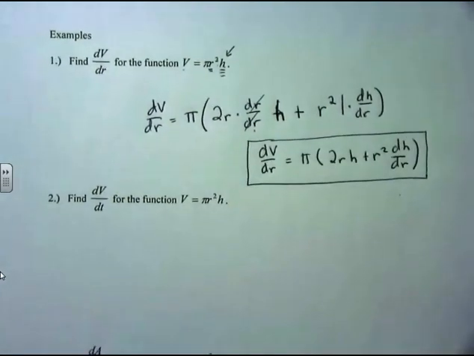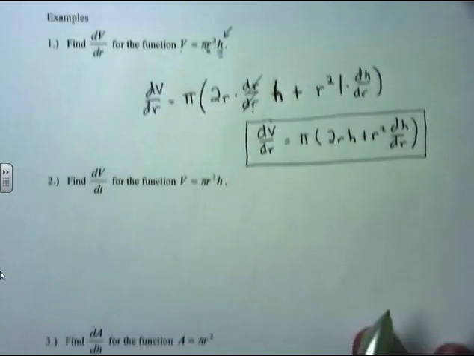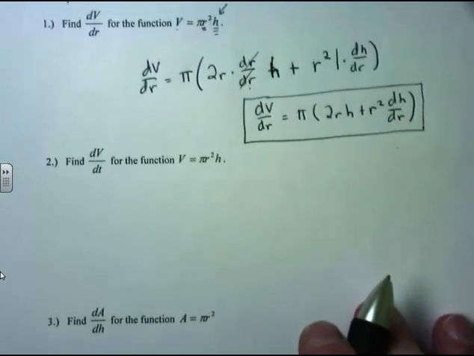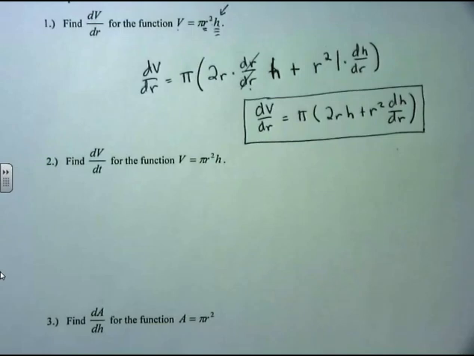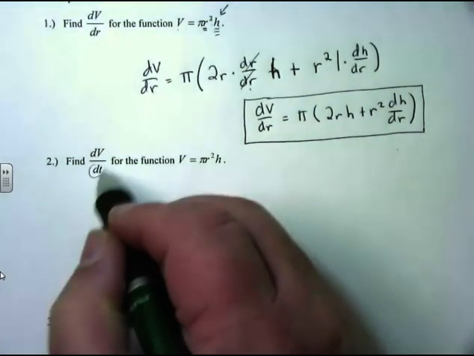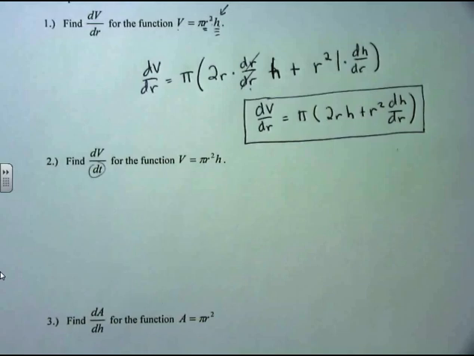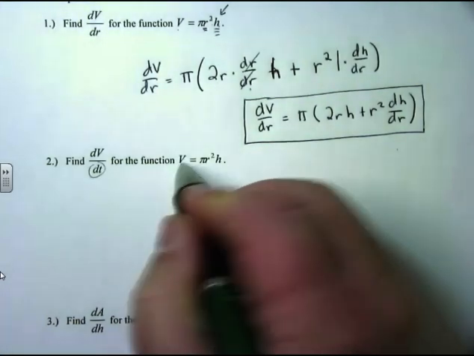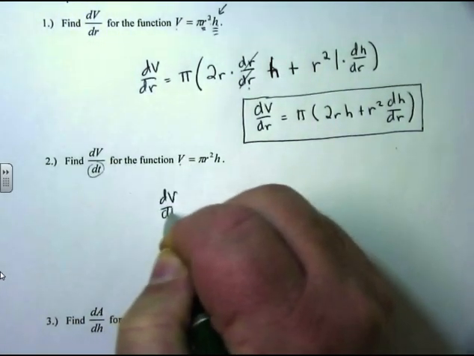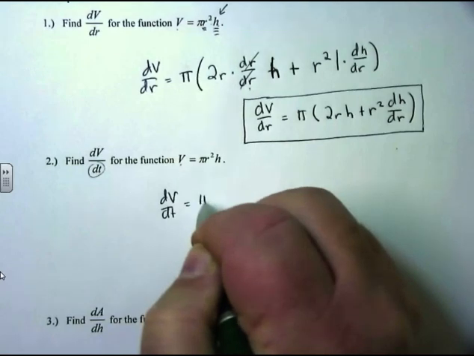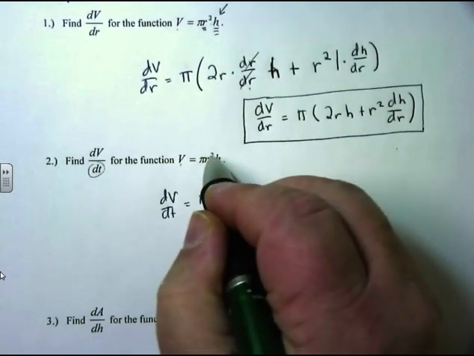Now, compare that one to the next one. What did I ask you to do? I'll leave both of these guys up here so you can see them. Find dv dt for the function v equals pi r squared h. Well, now I'm taking the derivative with respect to time, which means every time I take a derivative of a variable, I want to tack on d variable dt. So derivative of volume would be dv dt equals, pi is a constant, leave it alone. And I have, once again, r squared times h.